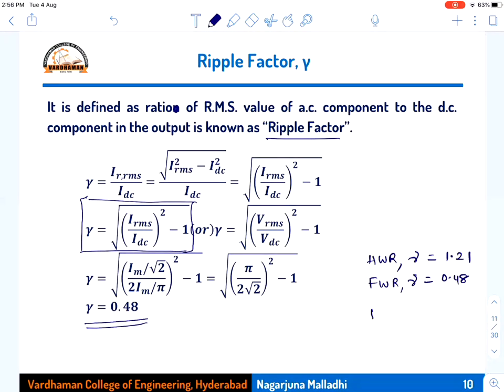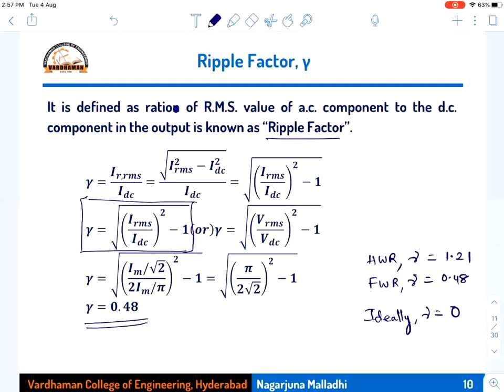But ideally, what should be the value of the ripple factor gamma? It should be 0, but whichever value is closer to 0 is the advantageous one. Which is closer to 0 here? The full wave rectifier ripple factor, which is 0.48. Therefore, with respect to ripple factor, the full wave rectifier is best compared with the half wave rectifier. It shows that the AC content present in the full wave rectifier output will be less compared with the AC content present in the output of the half wave rectifier.